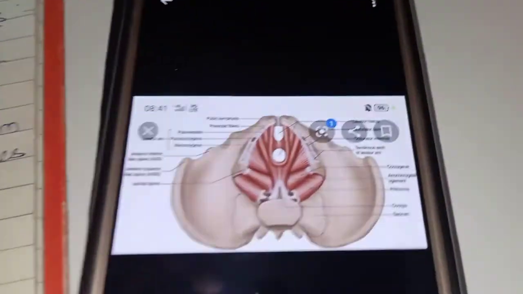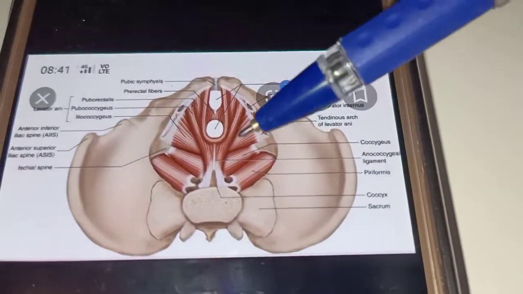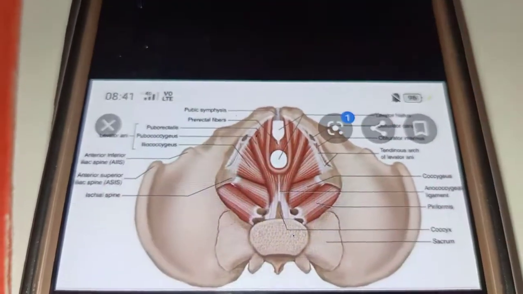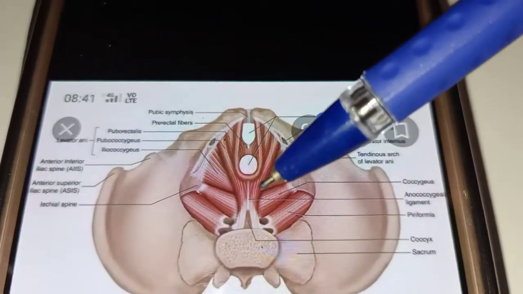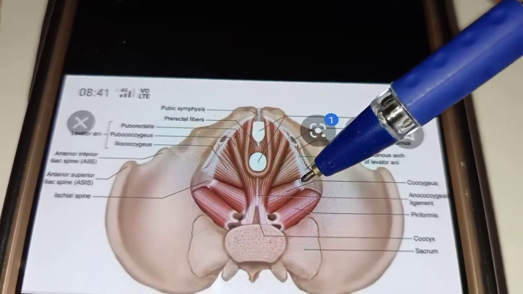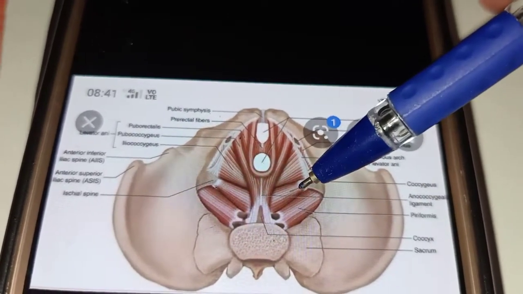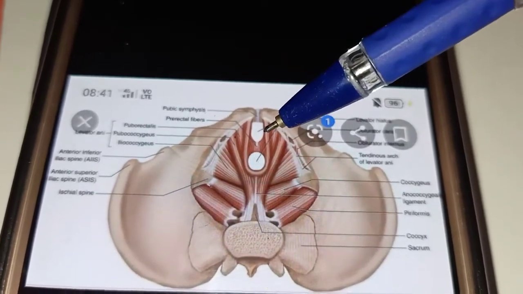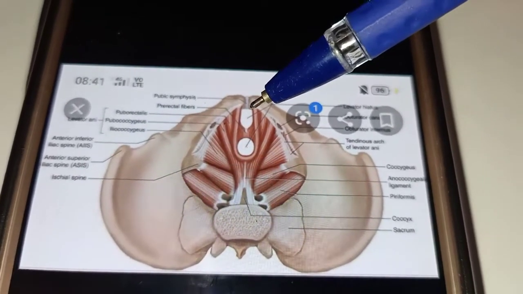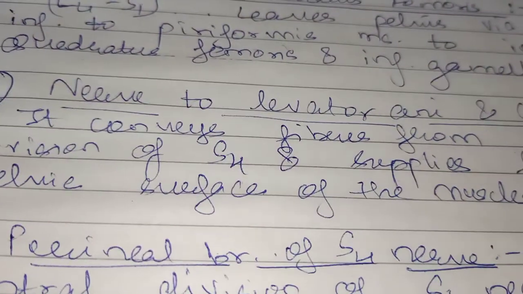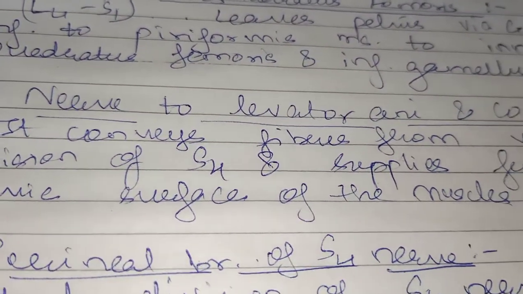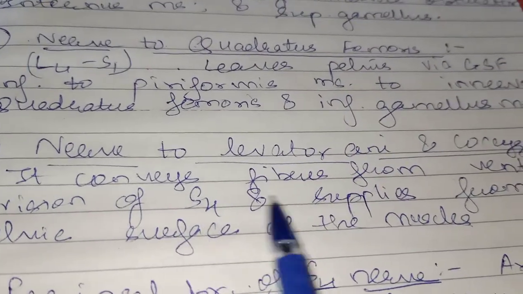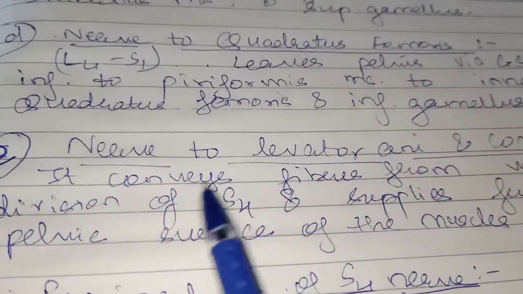If you see, this is the coccygeus muscle. I have described these muscles in detail when I covered the topic of pelvic floor muscles. Coccygeus and levator ani form part of the pelvic floor muscles, or the pelvic diaphragm. These muscles are supplied by the nerve to levator ani and nerve to coccygeus, which arises from the ventral division of S4.